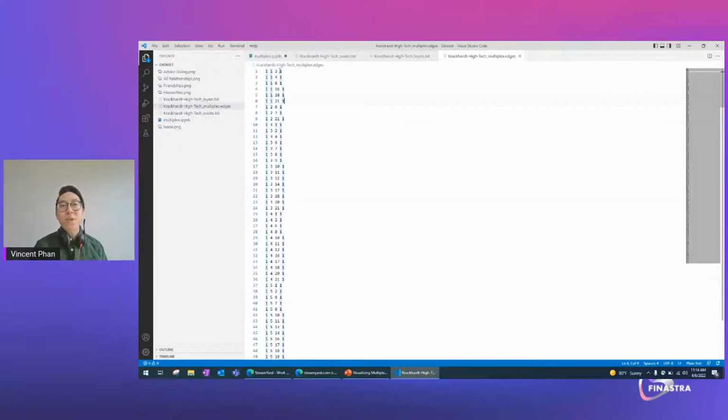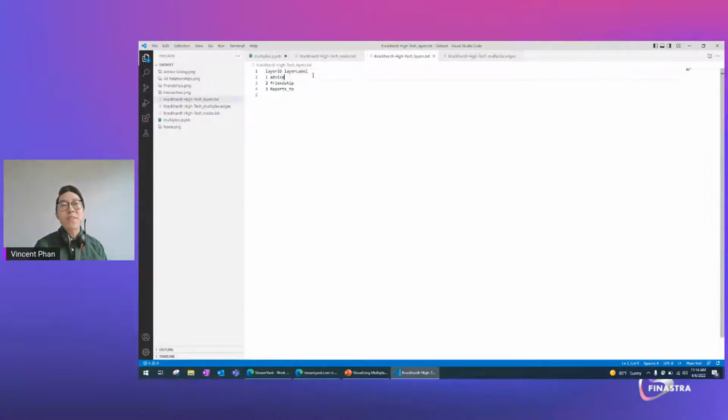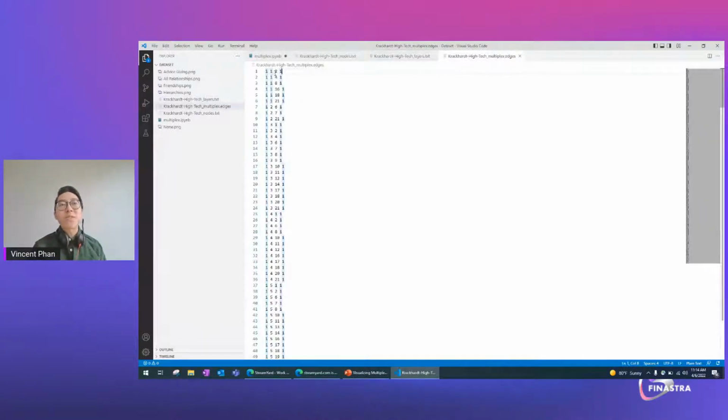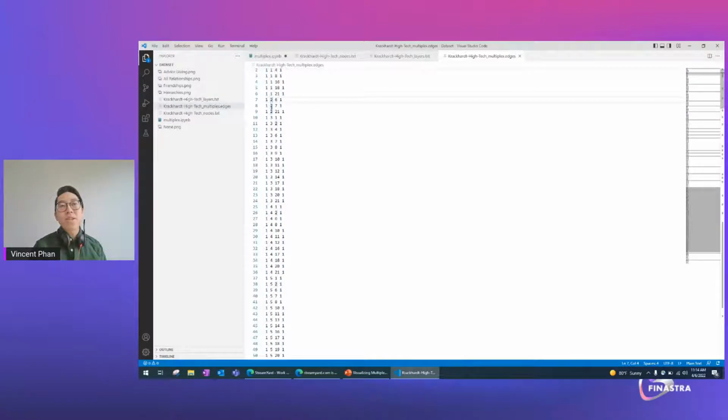You can see here it says 1 1 21, 1 1 41, 1 1 81. The first number here is the layer. It tells you that the first layer is the layer of advice, the second layer is friendship, and the third layer is reports to. Since these are directional edges, 1 will point to 2, and then 1 will point to 4, but 2 doesn't point to 1 unless later on we see that it does. For this first layer, you can see here that 2 does not point to 1, it only points to 6, to 7, and 21.